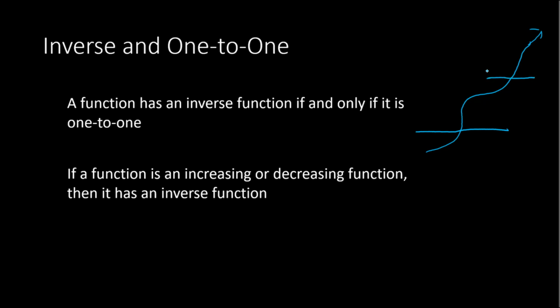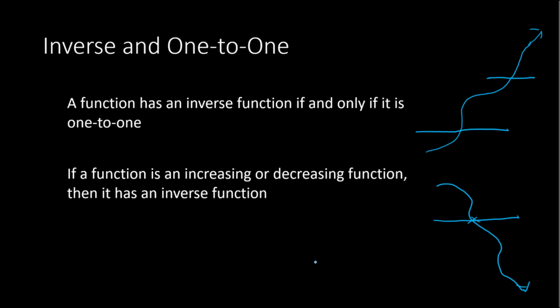And for that reason, because it's one-to-one, that means it has an inverse function. Same thing with a decreasing function, something like this, going down in this direction. This also is one-to-one because if you draw a horizontal line, it's only hitting one point at a time. And for that reason, we know that it has an inverse function.